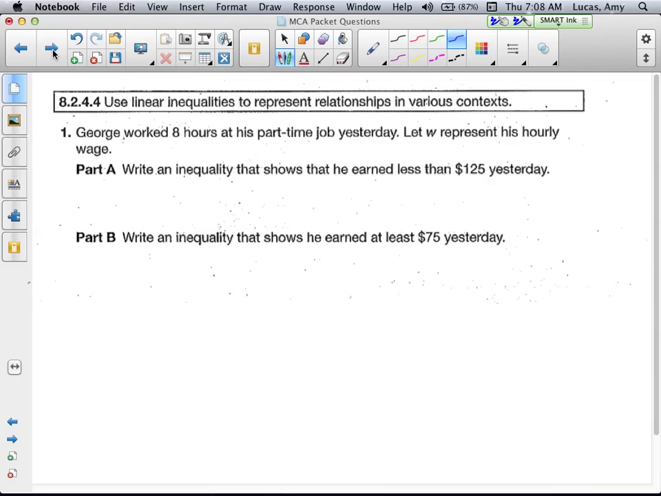So he worked 8 hours, and his hourly wage, they chose the variable W to represent it. So if he worked 8 hours, I would need to multiply that times how much he is paid hourly. That's what hourly wage means, how much he gets paid each hour. So I would need to start with 8W.